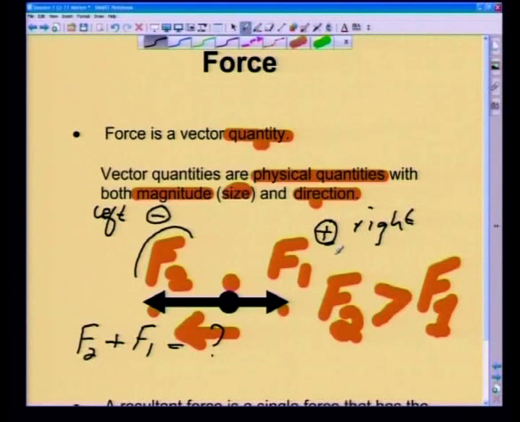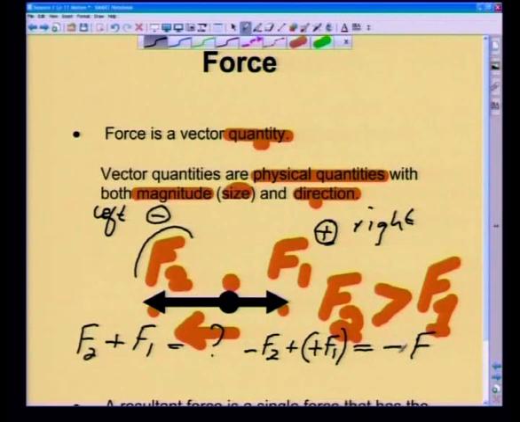Now, if we add them together, let's see what is going to happen. This will mean that F2 will be minus F2, and we're going to add it to F1, which will be plus F1. Because F2 is bigger than F1, you will agree with me that the answer we're going to get is going to be a force with a minus sign.